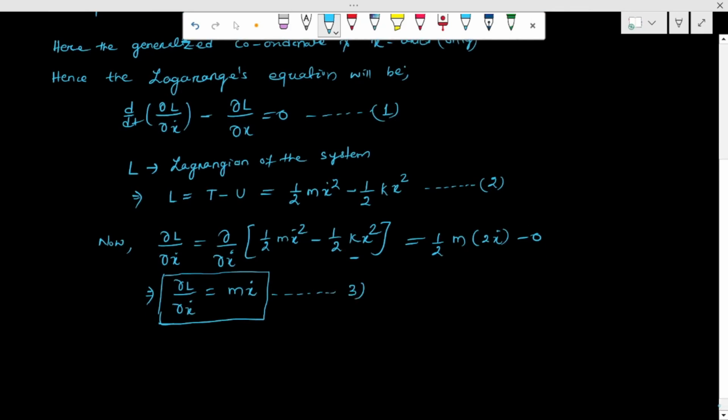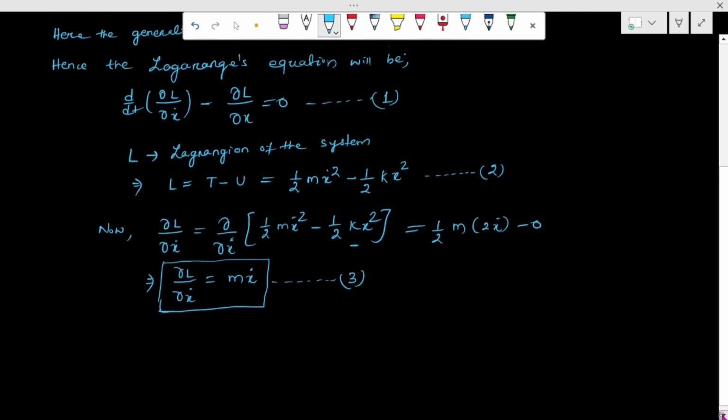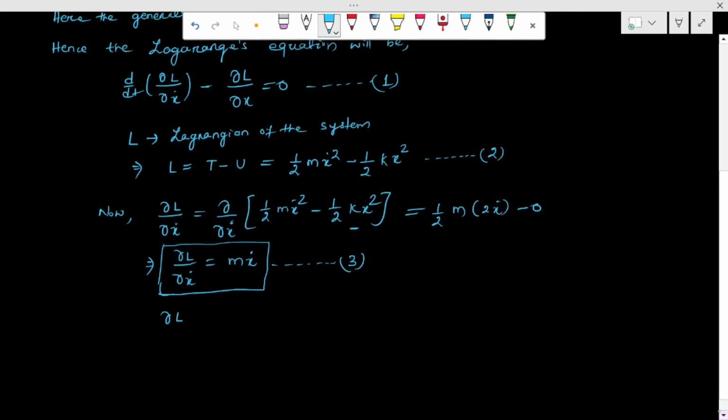Now we have to find del L by del x. Directly I am going to write here. Here L is half m x dot square minus half k x square. The first term does not contain the x term, so del L by del x of this term will be 0, and del L by del x of the second term will be minus half k into 2x. We found minus kx. So that implies what we found?